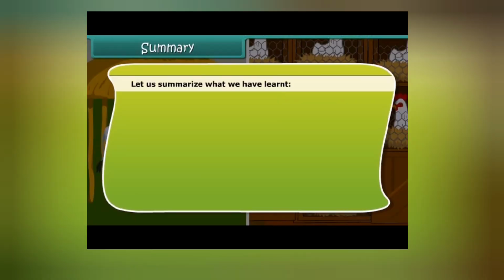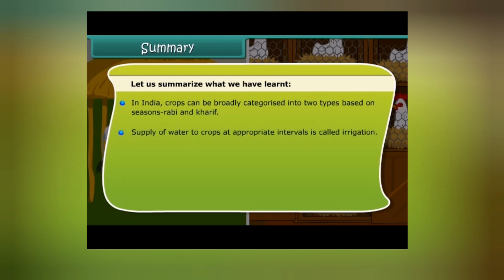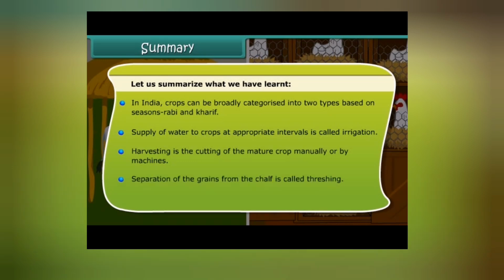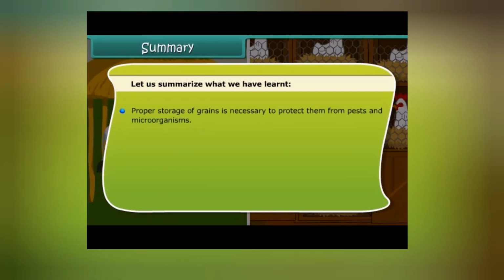Let us summarize what we have learned so far. In India, crops can be broadly categorized into two types based on the seasons they are grown in: Rabi and Kharif. Supply of water to crops at appropriate intervals is called irrigation. Harvesting is the cutting of the mature crop manually or by machines. Separation of the grains from the chaff is called threshing. Proper storage of grains is necessary to protect them from pests and microorganisms. Animal husbandry means rearing and breeding livestock on a large scale.